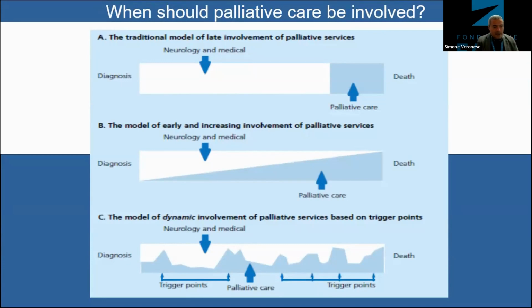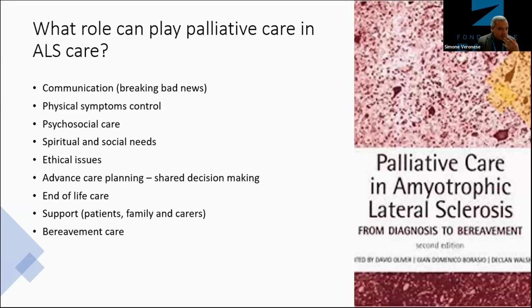And in the last row, in the last picture of this diagram, you see that there are these trigger points where palliative care can play a role and have a positive impact on quality of life. So what are those trigger points? Well, if we look, for example, at this book that David published with Gian Borasio and others, which you can read from the title, Palliative Care in ALS: From Diagnosis to Bereavement, it means through the whole trajectory of the disease. Those are important triggers where we can really make some difference.